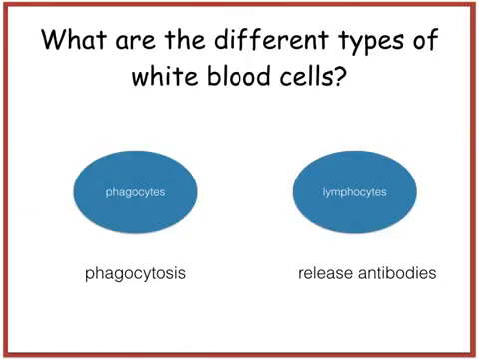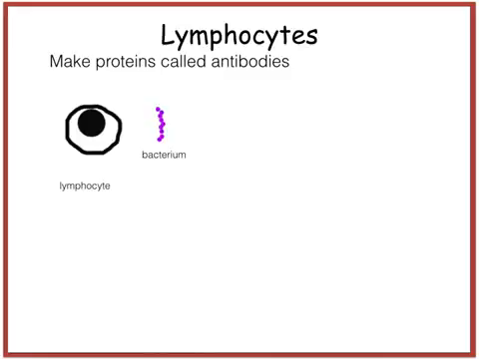Okay, let's have a look at lymphocytes now. So these release antibodies. Lymphocytes are also white blood cells, and they don't engulf the bacterium. Instead, they release antibodies, which are proteins. So think of it like you're playing a computer game and you shoot your enemy instead of trapping him. So imagine that you are a lymphocyte and you're shooting out antibodies.